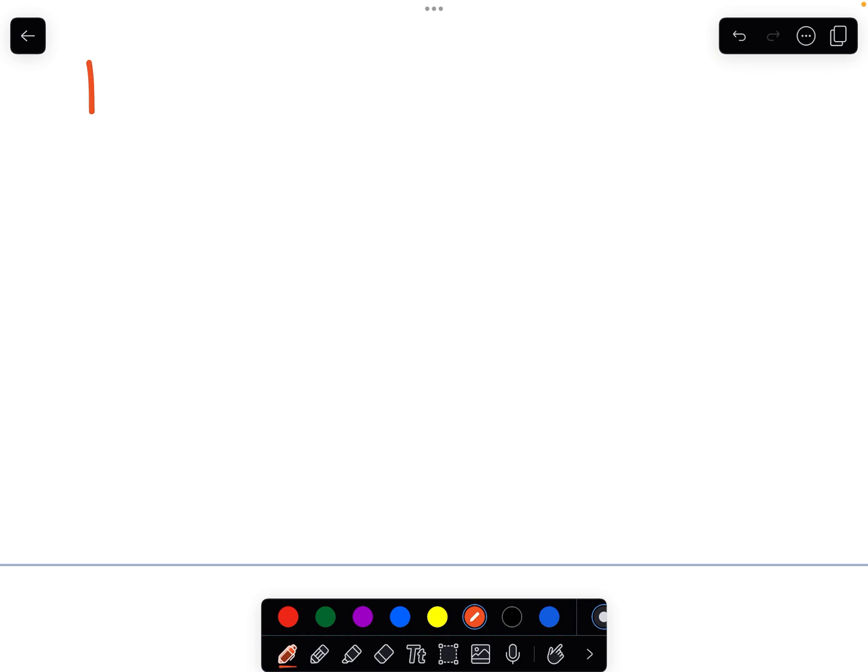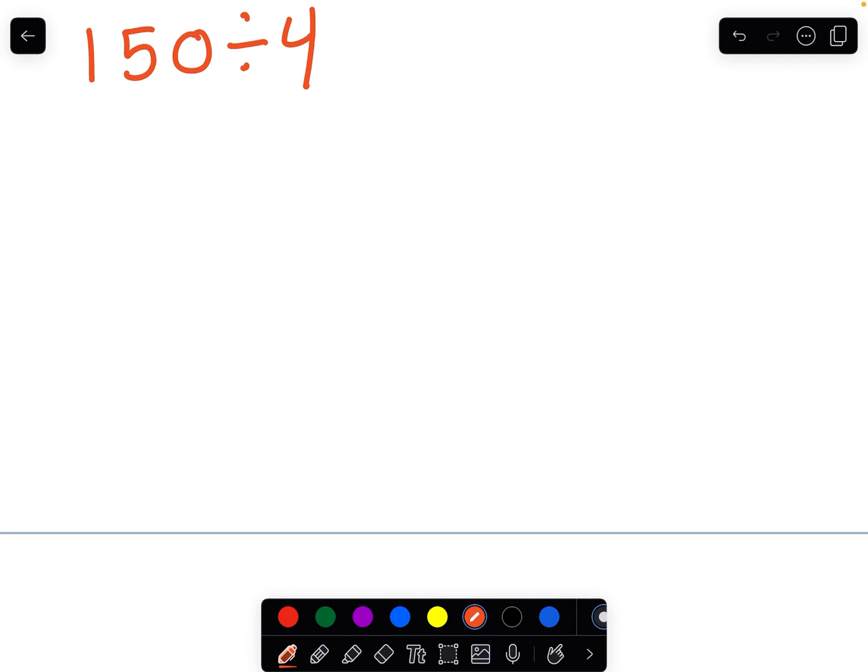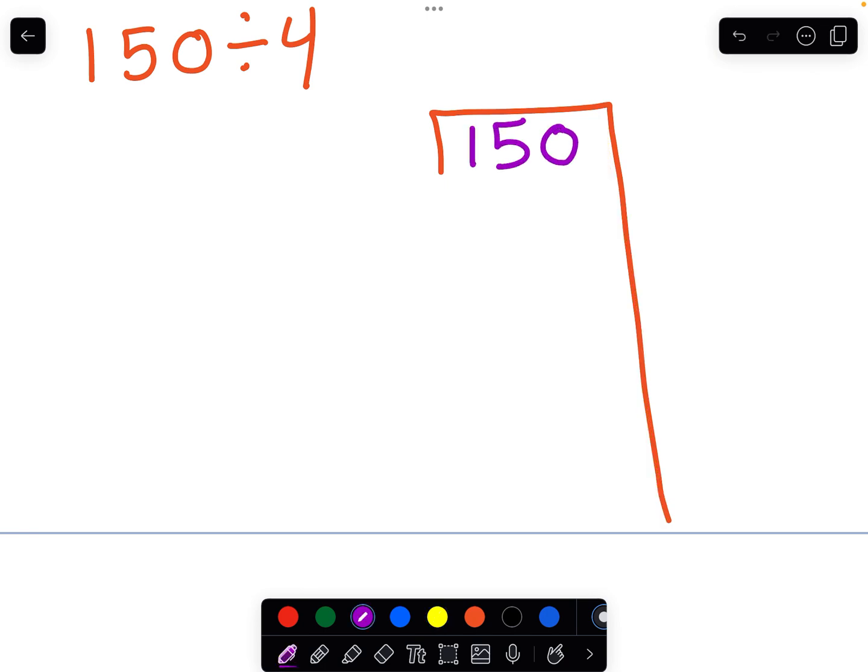Let's do 150 divided by, let's say 4. Just for kicks. Just randomly came up with that. Well, first I got to set the problem up. Make my shape here, my sideways L, but with an extended side over here. And I'm going to insert my dividend, 150, and my divisor, that's the 4. And make sure that everything's clear. And let's begin the process.